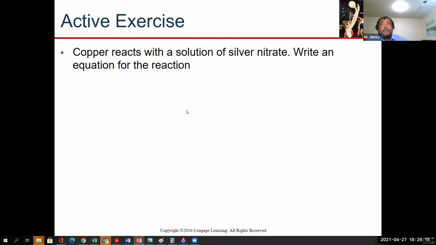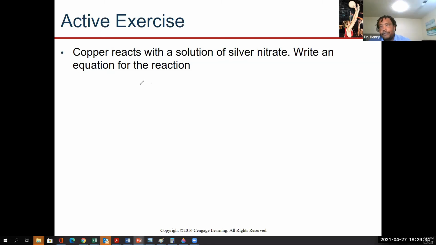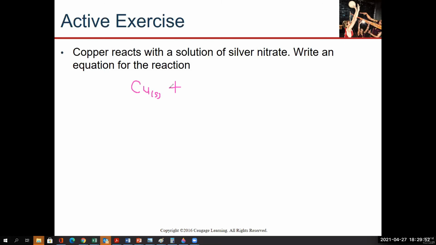Okay, so copper reacts with a solution of silver nitrate, right? The chemical reaction. So what are my reactants? Copper and silver nitrate? Okay, so give me the chemical formula for copper. Cu? Solid, liquid, or gas? Solid. And the chemical formula for silver nitrate? AgNO3.